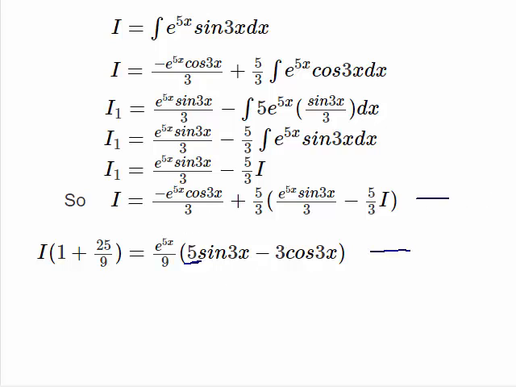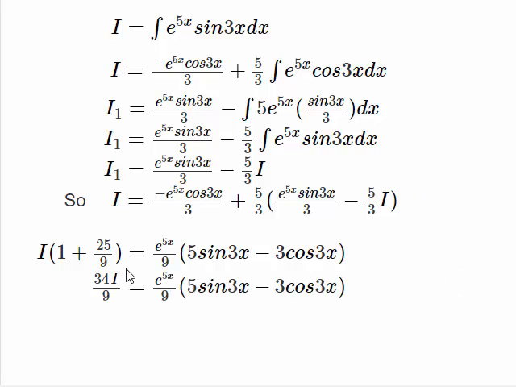Okay, next thing I need to do is to rationalise this. So I'm going to put this over a common denominator, which is 9. So I'm going to get 9 plus 25, which is 34 over 9, giving me 34I over 9 is equal to the right hand side. I'm going to multiply both sides by 9 to get rid of those, and then I'm going to divide both sides by 34 to get rid of that, giving me I is equal to e to the 5x over 34, 5 sine 3x minus 3 cos 3x. And just to complete this, we need to add a constant of integration, and that's our answer.